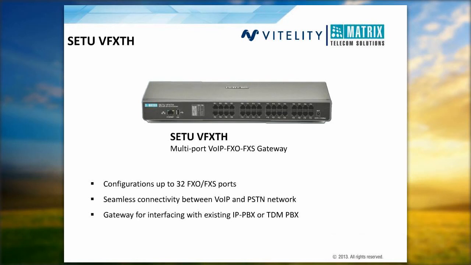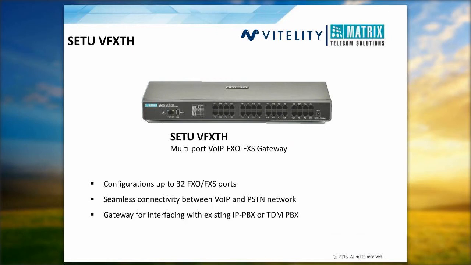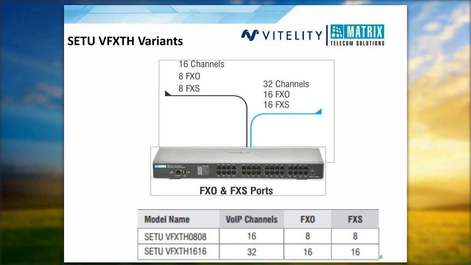SIP or TDM lines. So interfaces, again, here's where you see the FXO and FXS ports, and here's your LAN port. The USB is actually for future use. We are working on a few things that will come down next year, but right now the USB port is there, but it's not used for anything else. Here's your Ethernet port. This is where your SIP trunk will come in, and this is where your analog ports will be.